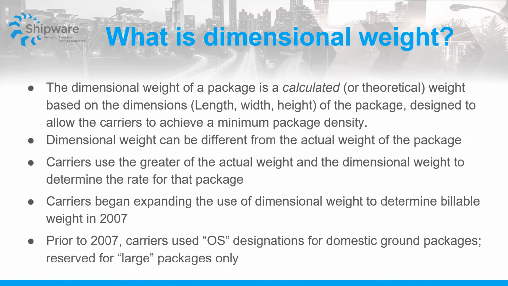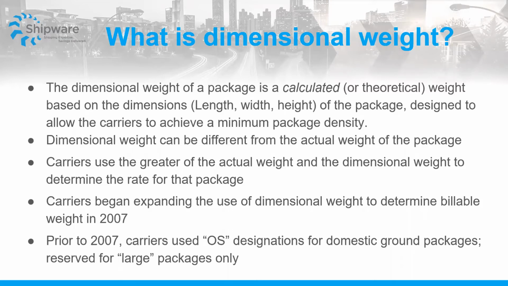Carriers, especially UPS and FedEx, use dimensionalization or dimensional weight on just about every package that they carry today. It was not always that way. Prior to 2007, carriers were dimensionalizing international packages. They were dimensionalizing some domestic express packages. They were not dimensionalizing ground packages.